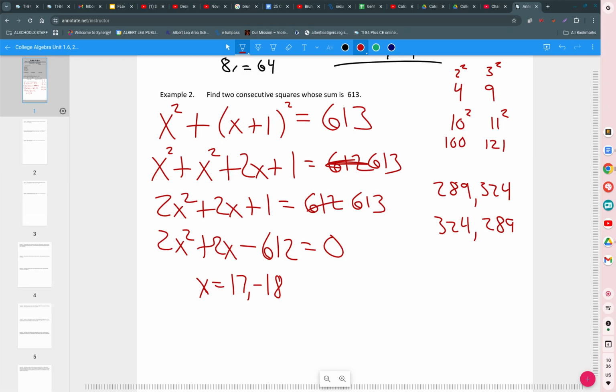You don't have to write both down. The idea is it's 289 and 324. But there's two possible ways of getting it, using x as 17 or x as negative 18. It's pretty cool. 289. So I took 17, I squared it. 17 times 17 is, yep. Good? All right, flip it over.